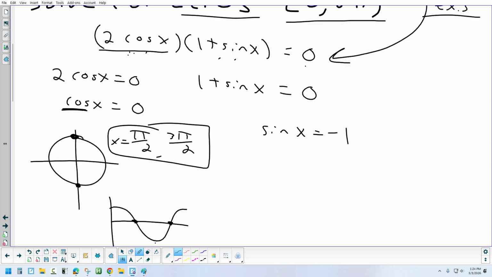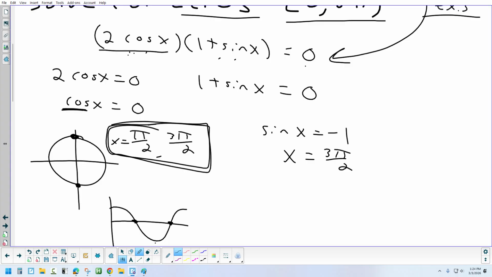So yes, it did give us another answer, but it's not any different than what we already had. Most of the time, this answer will not come out the same. So you don't have to write it twice. Those are all your answers. Any question on that one?